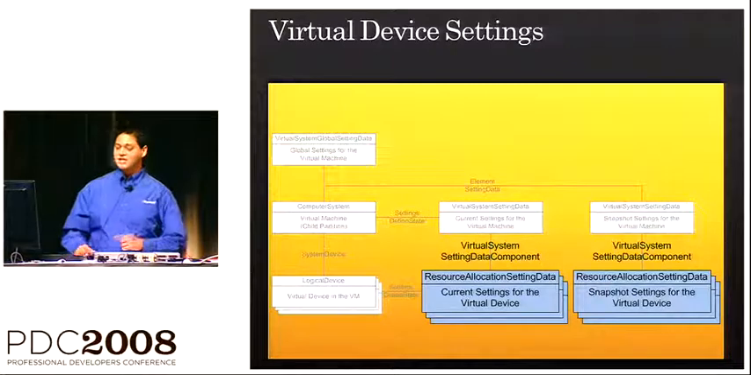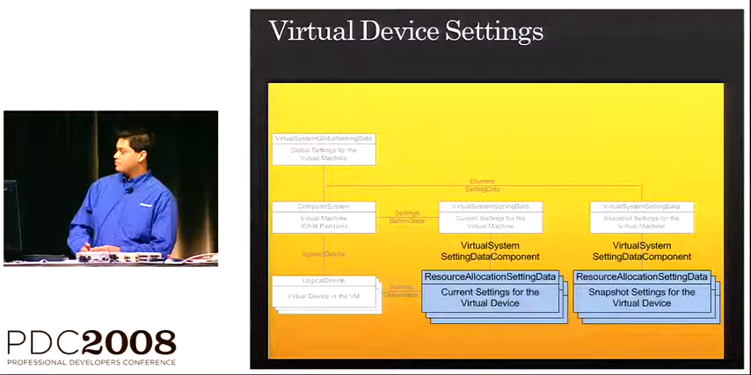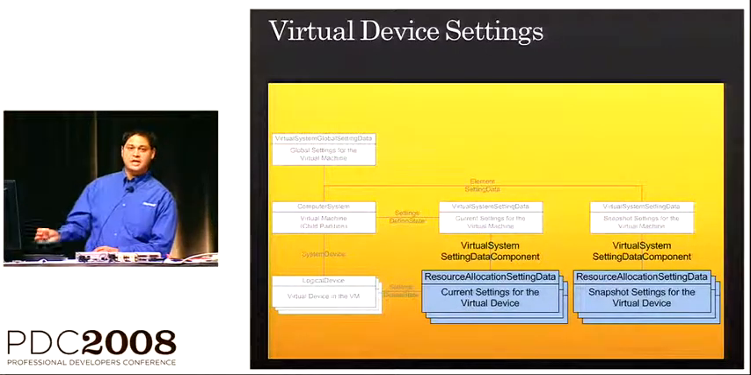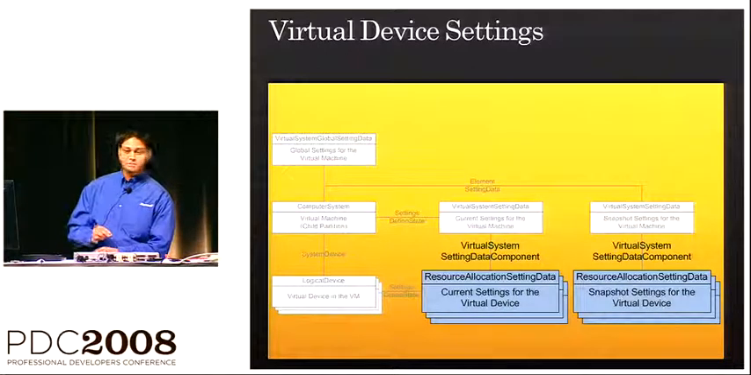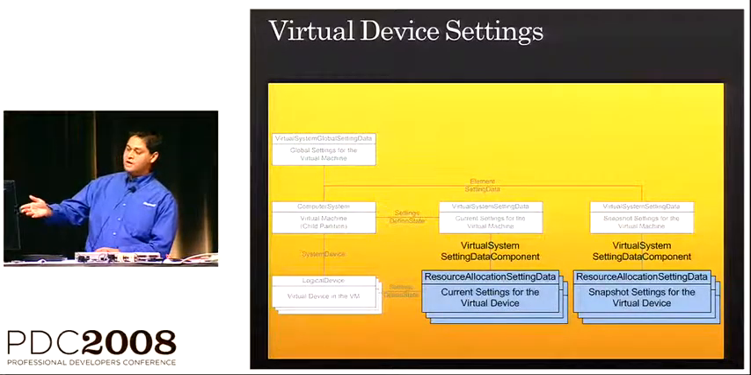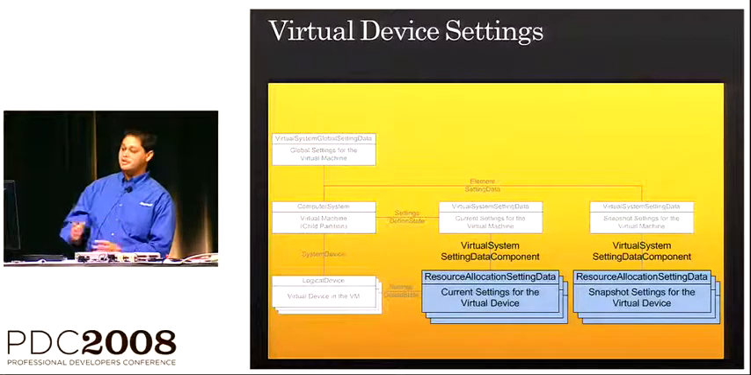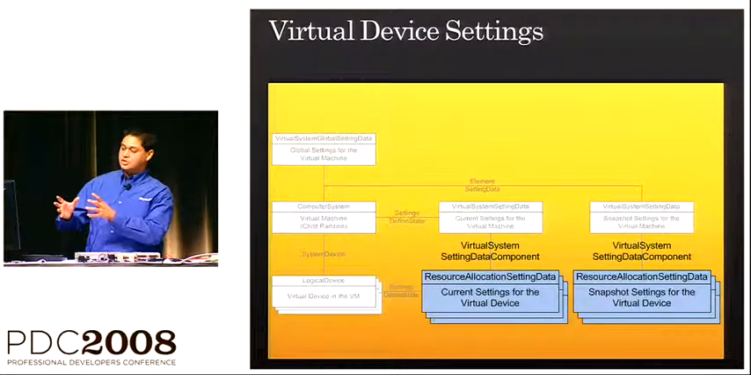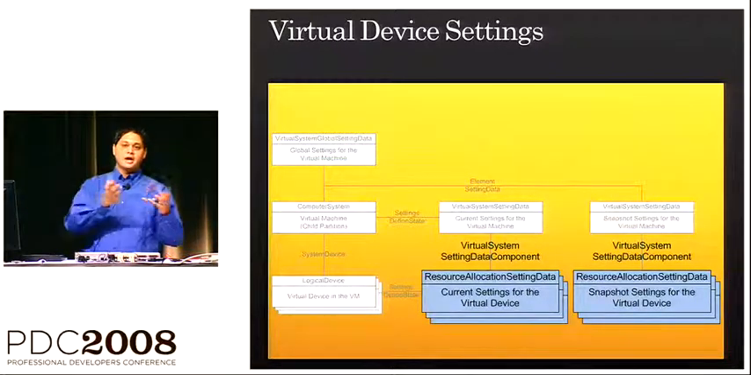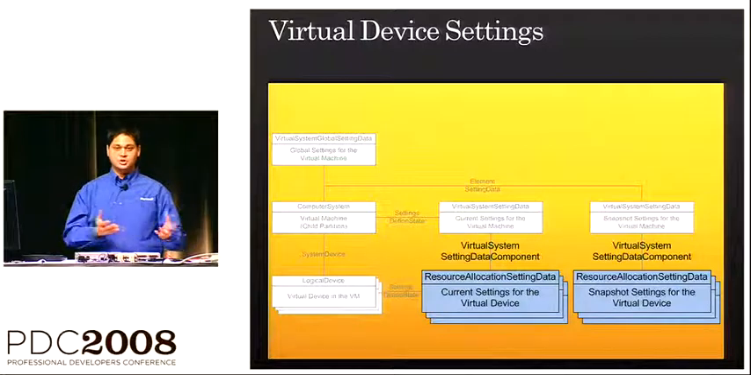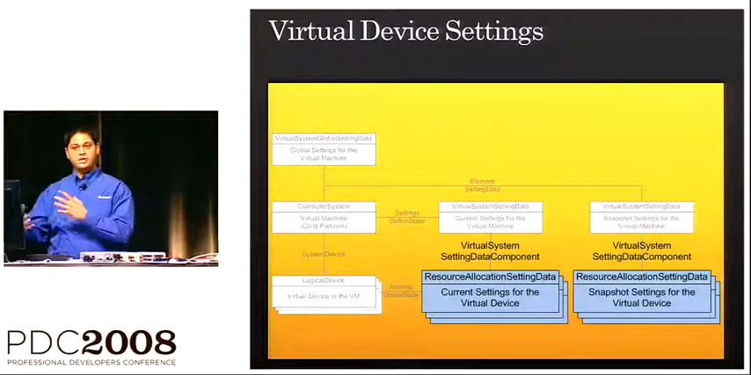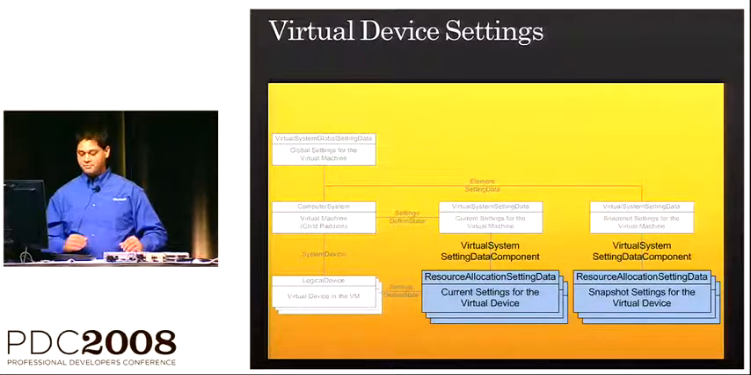Next, we have the resource allocation setting data instances over here. These describe the settings for each of your logical devices. So again, we've got current settings on the left and snapshot settings over on the right. And you'll have a one-to-one relationship between the current resource allocation setting data and a logical device when the virtual machine is running. So there's one to describe basically each of the devices that you have in your virtual machine.